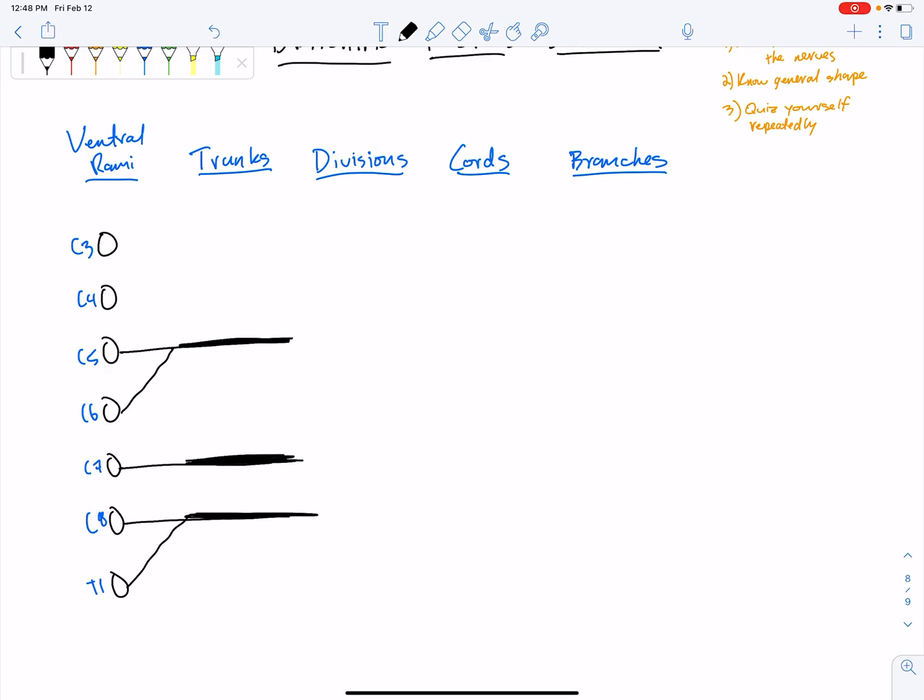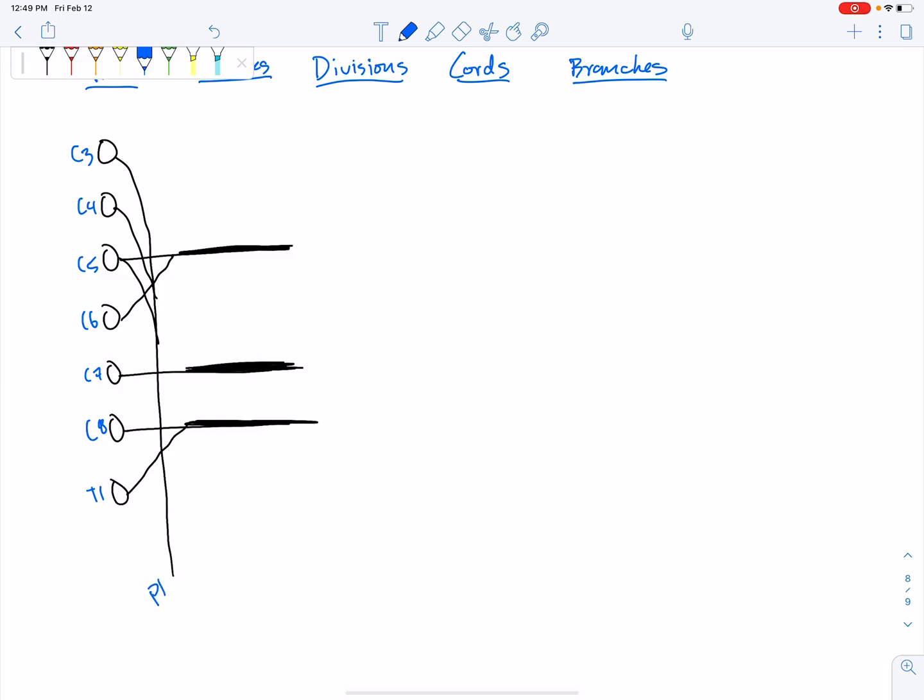Okay, real quick, we're going to draw the phrenic nerve. All right, so 3, 4, 5, keep the diaphragm alive. So there's the phrenic nerve. And then we're also going to draw the long thoracic nerve. So 5, 6, and 7. Long thoracic. Okay.